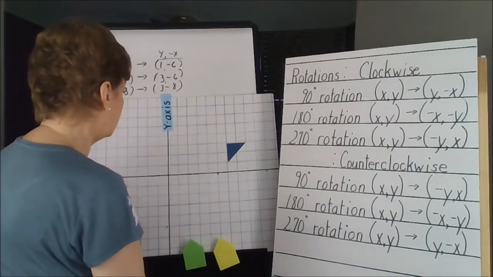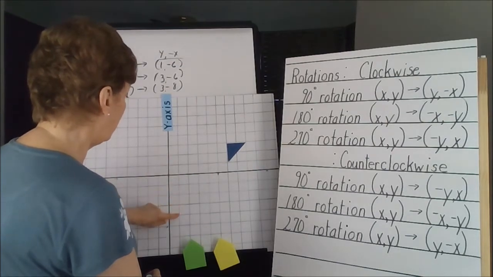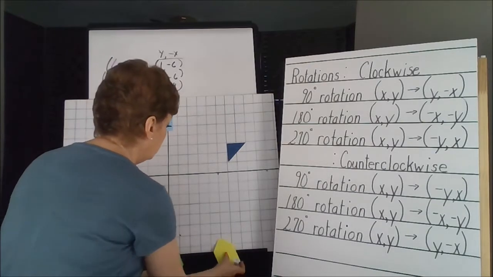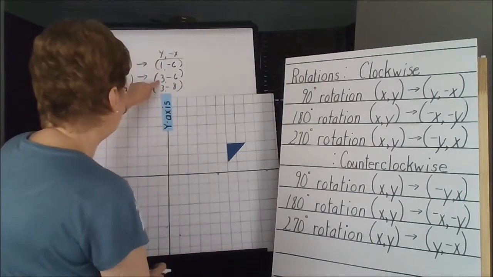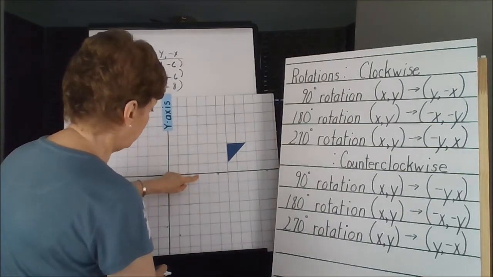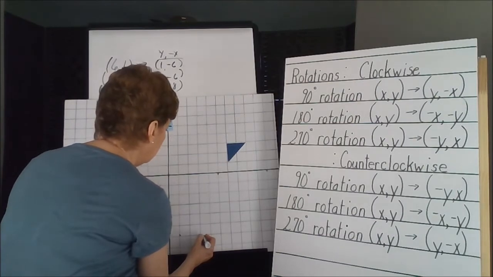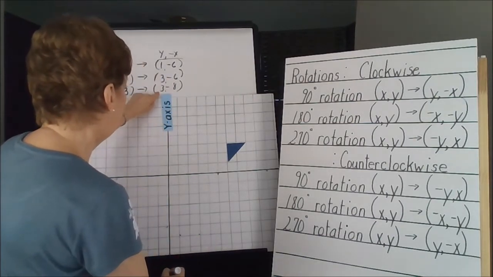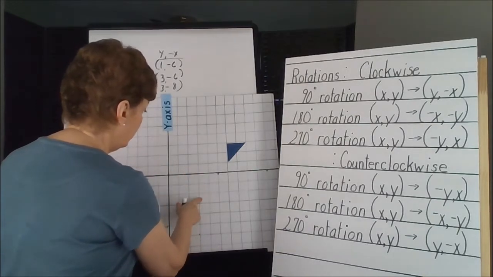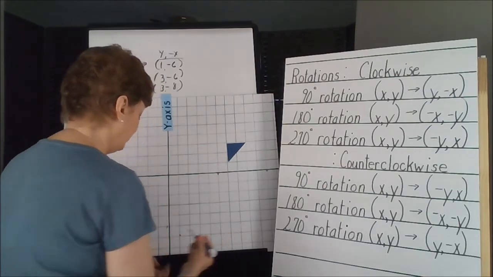1, negative 6. Here's 1. Negative 6. 1, 2, 3, 4, 5, and 6. Here. 3, negative 6. 1, 2, 3, and down 6. 1, 2, 3, 4, 5, and 6 is here. And then we're going to have 3, negative 8. Here's 1, 2, 3, 1, 2, 3, 4, 5, 6, 7, 8. Oh my goodness, it's way here at the bottom.